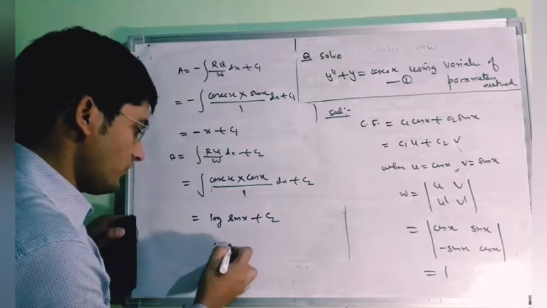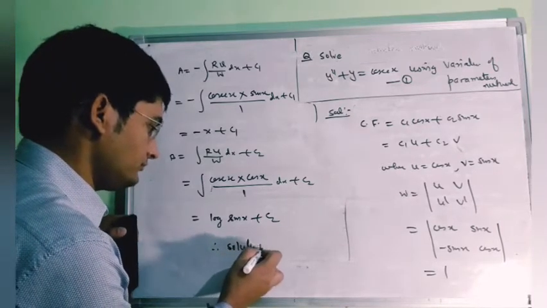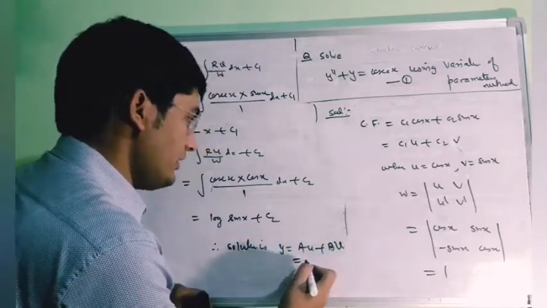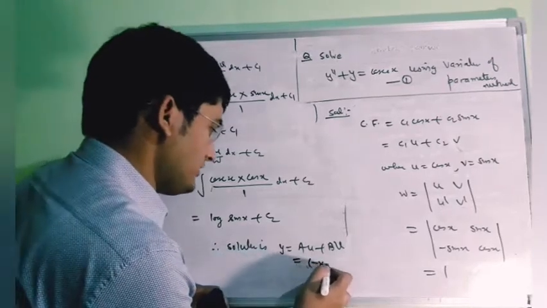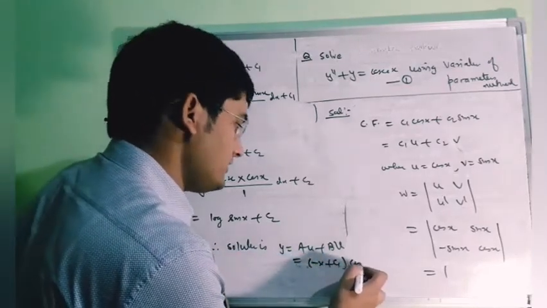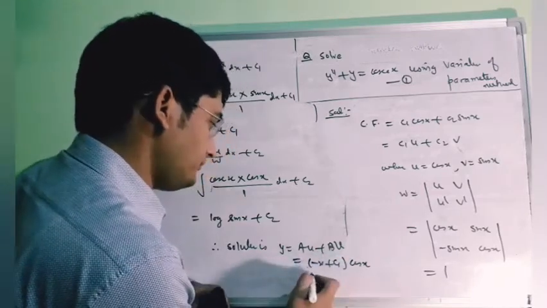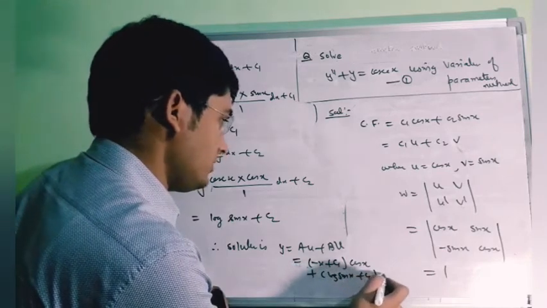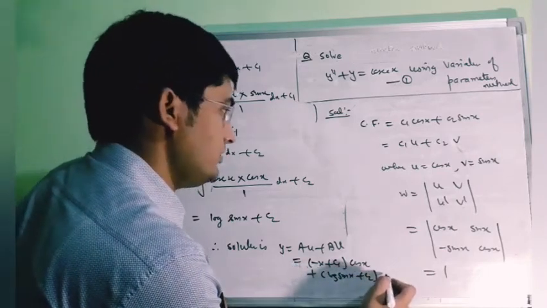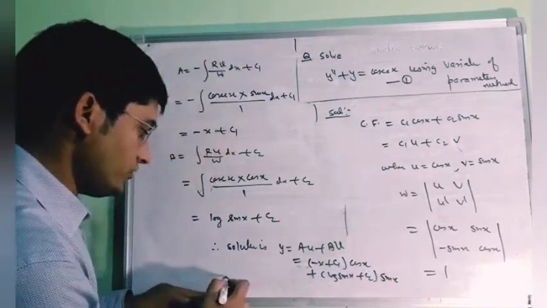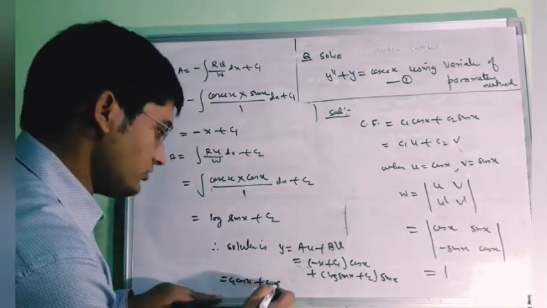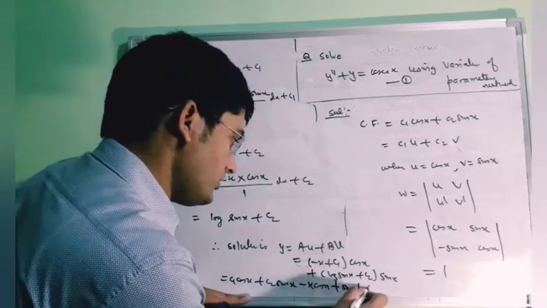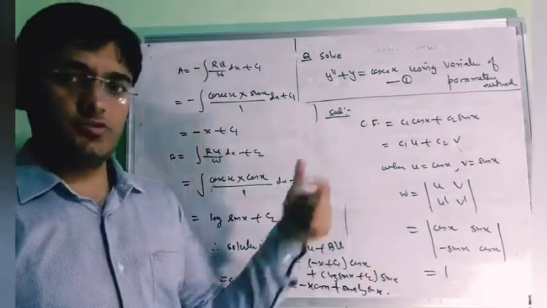So therefore our solution is y equal to a u plus b v, and this is equal to a. Your a was minus x plus c1 into u. Our u was cos x. Then b, our b is log sin x plus c2 into v, and our v was sin x. So your solution is equal to c1 cos x plus c2 sin x minus x cos x plus sin x into log sin x. So this is your answer of this problem.